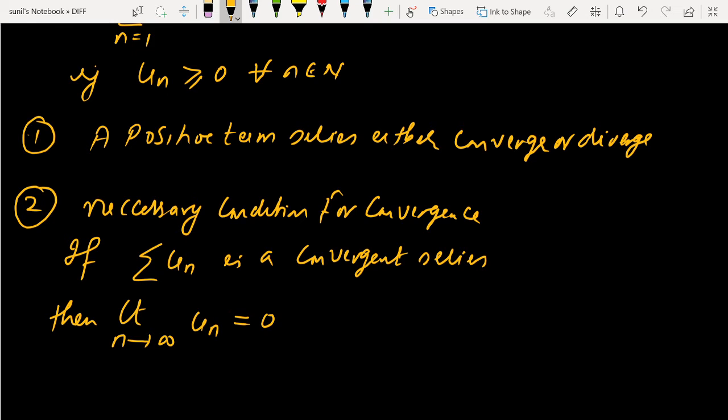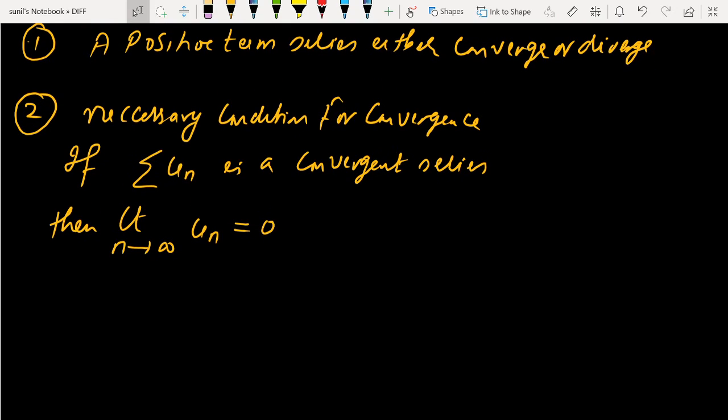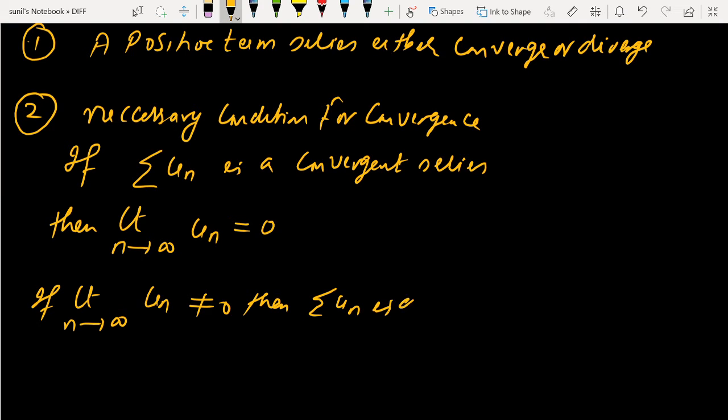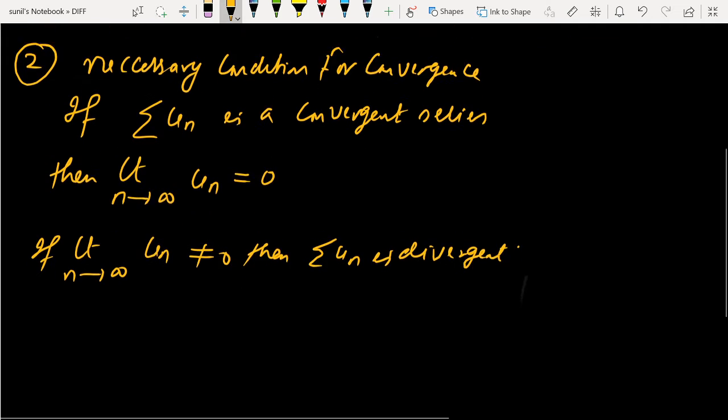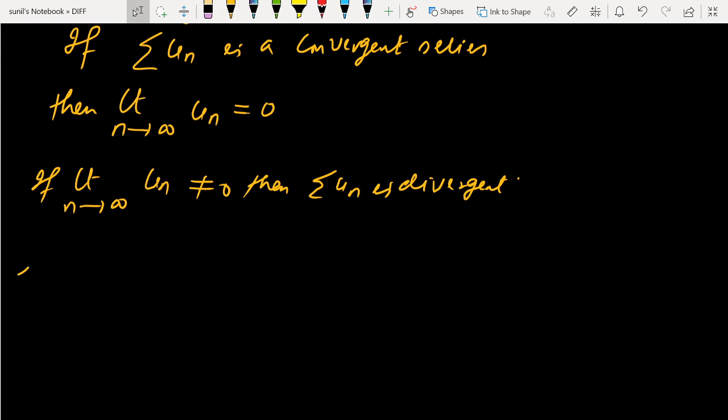But it is a very good criterion to show something which is not convergent. And that is, suppose for a positive term series the limit of the nth term, that is un, is not equal to 0, then summation un is divergent. How? I am considering one example.